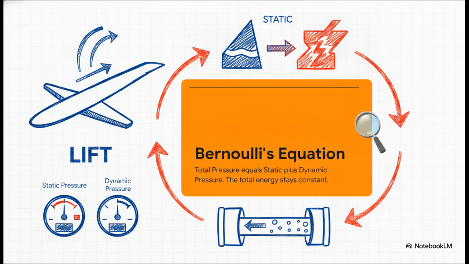So the crucial point is this. In a closed, frictionless system, the total pressure remains completely constant. The two pressures constantly trade places to maintain that balance. If the velocity of a fluid increases, driving the dynamic pressure up, the static pressure absolutely must drop to balance the budget. This simple trade-off is the underlying secret to how airplane wings actually generate lift.